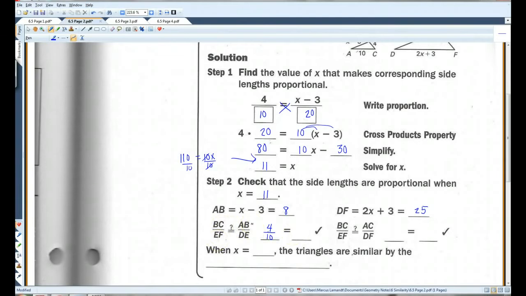BC over EF is 4 over 10. AB and DE, 8 over 20. These are in fact equal. BC over EF, once again, 4 over 10. AC over DF, 10 over 25. And these are also equal. So, when x equals 11, the triangles are similar by the SSS similarity theorem.